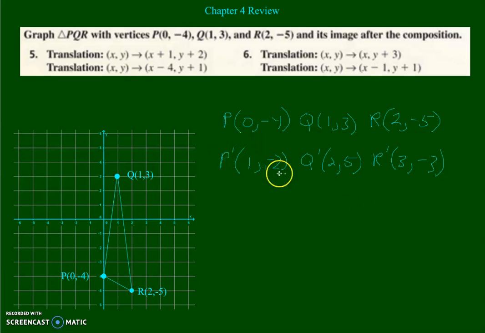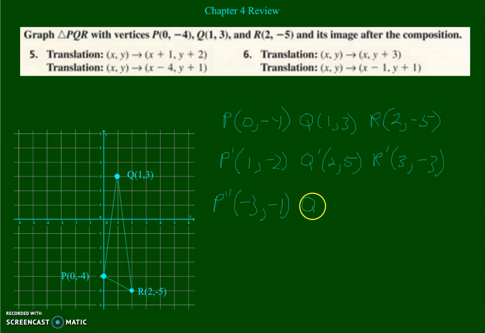Now, we're going to take these transformed points and apply this composition transformation to them. So this is a new translation going left 4 units and up 1 more unit. So we're going to be transforming the P prime points. So P double prime is going to be, we take the x coordinate and we subtract 4 from it. So 1 - 4 is -3. And -2 + 1 is -1.